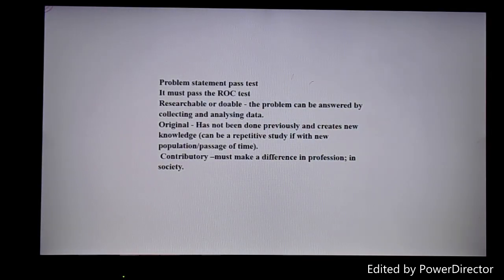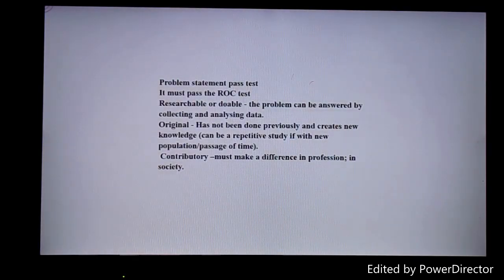Well, it can be a repetitive study if with new population or passage of time. In other words, we can repeat a past problem to see whether the status quo has remained, or things have changed. So when we talk of originality, it may not be totally original. It might be repeating it, or some research was done in a different country. You want to see whether the results of that research apply also in your own country.